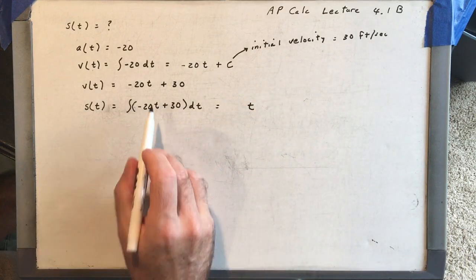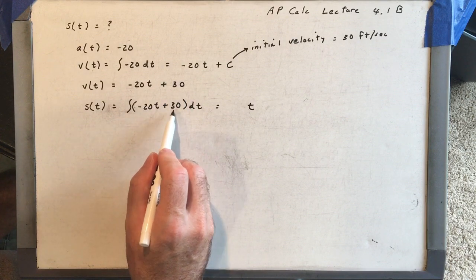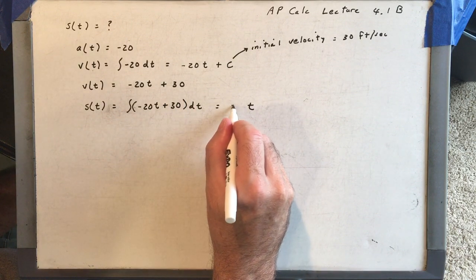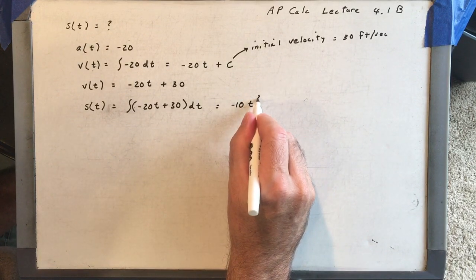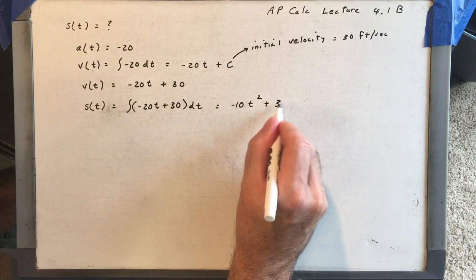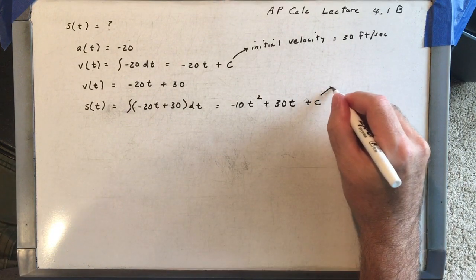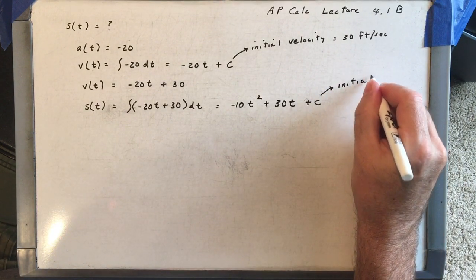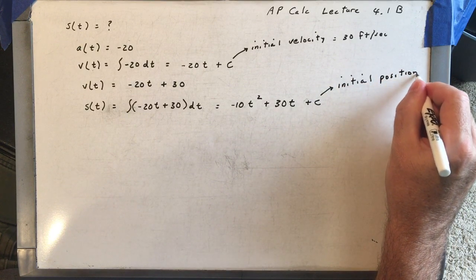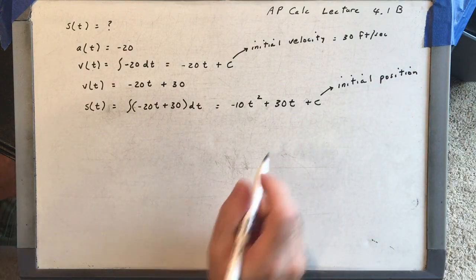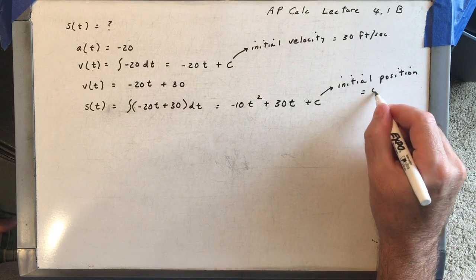Okay, so we have negative 20t plus 30. And then we're going to integrate negative 20t plus 30. That's going to be negative 10t squared plus 30t plus c. Now this c is your initial position. All right, and it doesn't tell us anything about an initial position, so let's just assume that is 0.